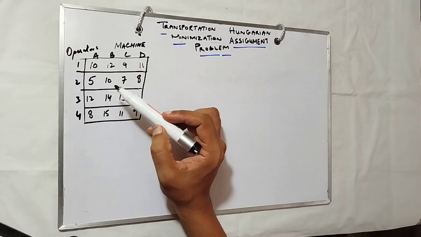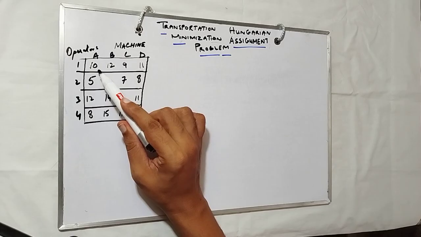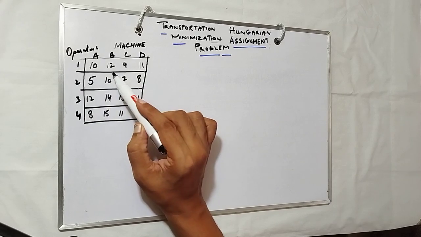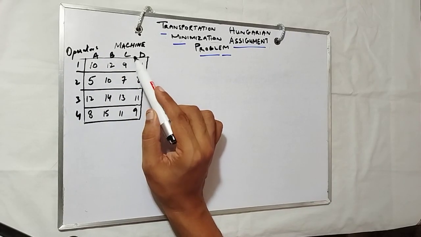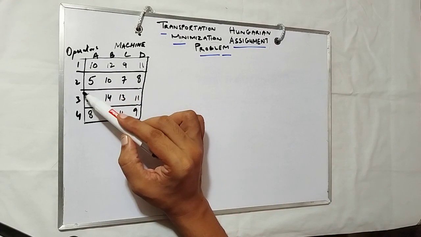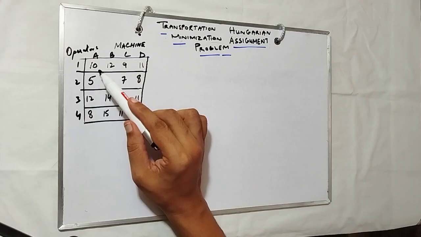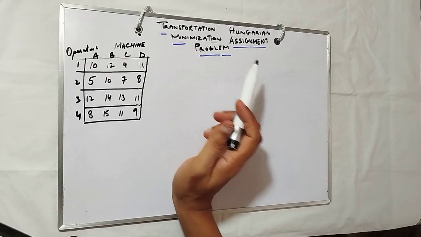So in this, you see the time of completing the operation by operator 1 is 10 minutes. By operator 1 with machine B, 12 minutes, with machine C, 9 minutes, with machine D, 11 minutes. So the second operator will be taking 5 minutes. So you see this operator is taking fewer minutes than operator 1 on machine A. So we have to minimize the time through the Hungarian method.